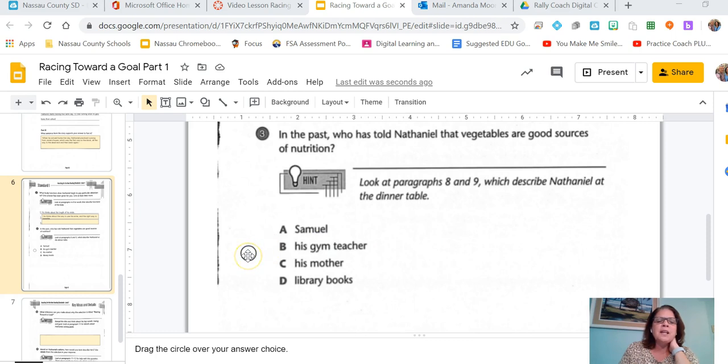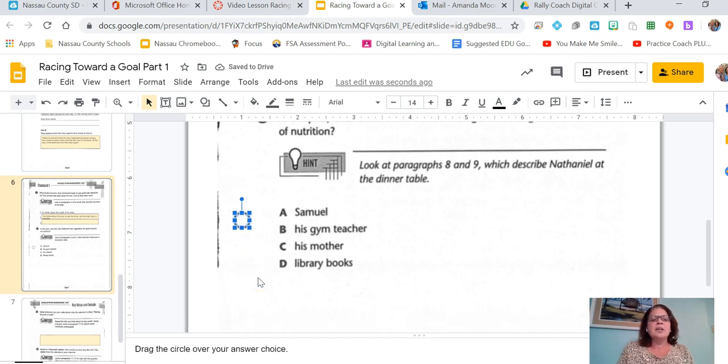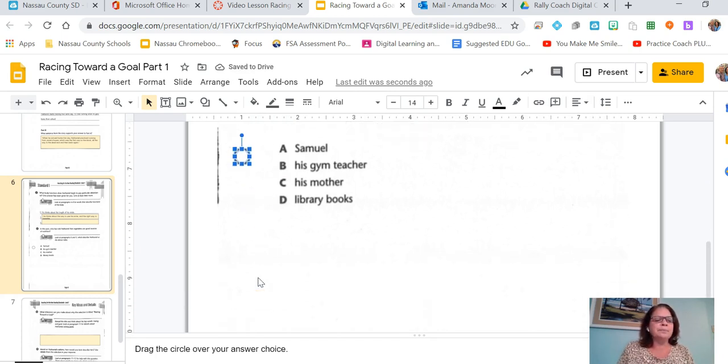But what you're going to do is take the circle and move it and drag it over either A, B, C, or D. After you do that, go ahead and go to question 4 with me.